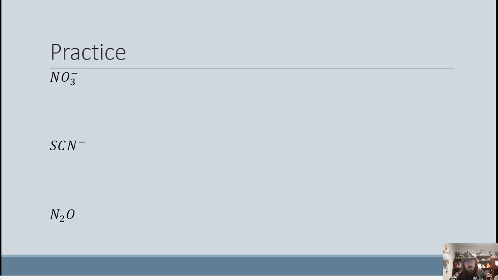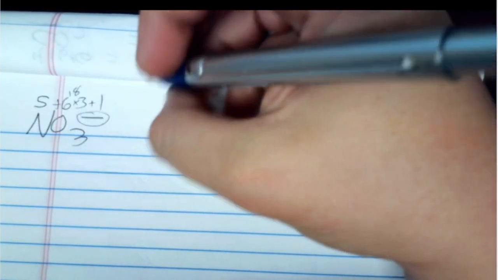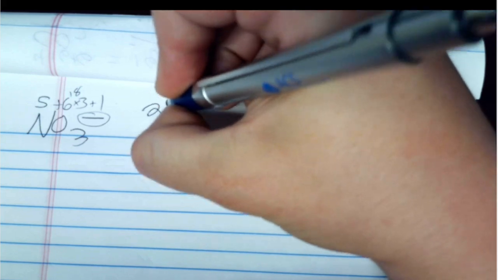I've put a challenge one on here, as we'll see in a minute. So let's start with NO3. NO3 is as follows. N is 5, O is 6. There's 3 of them, so that makes 18, plus 1 because it's -1. 18 plus 5 plus 1 is 24 electrons.